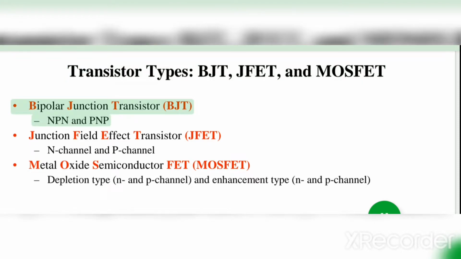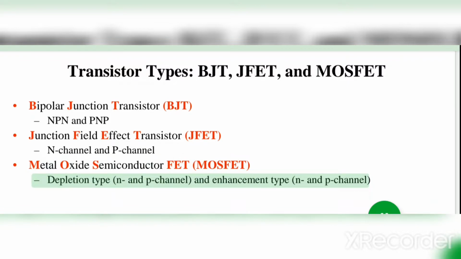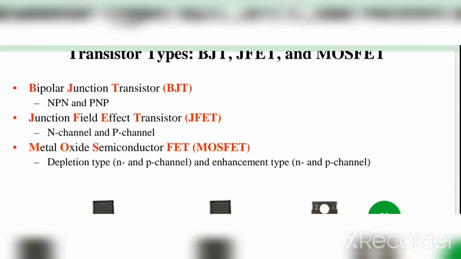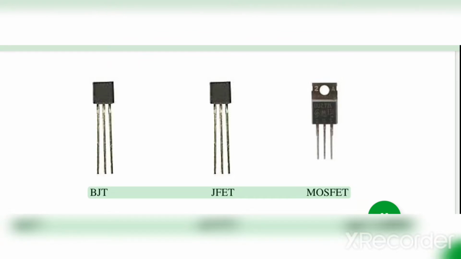Transistor types: BJT, FET, and MOSFET. Bipolar junction transistor (BJT): NPN and PNP. Junction field effect transistor (FET): N-channel, P-channel. Metal oxide semiconductor FET (MOSFET): depletion type, N-channel and P-channel, and enhancement type, N-channel and P-channel. BJT, FET, MOSFET. BJT types.